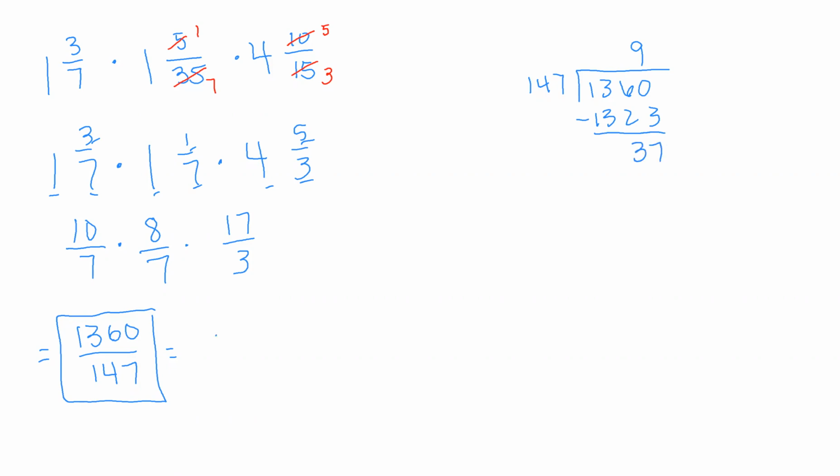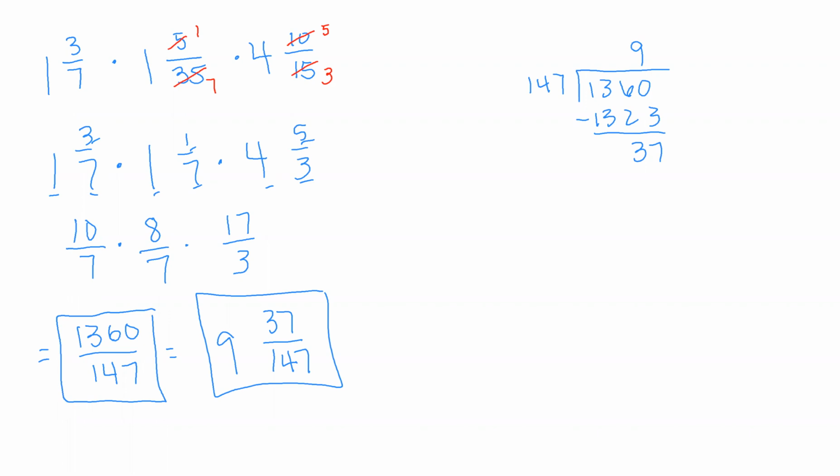So over here we get 9 and 37 over 147. Now, generally speaking, when you're dealing with a quiz or a test, you're not going to get numbers that are kind of nasty like this. You'll generally get stuff that's maybe a little smaller, a little easier to work with, but be prepared in case you do get numbers that are a little bit bigger like this.